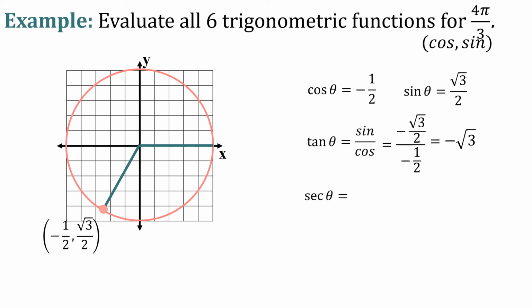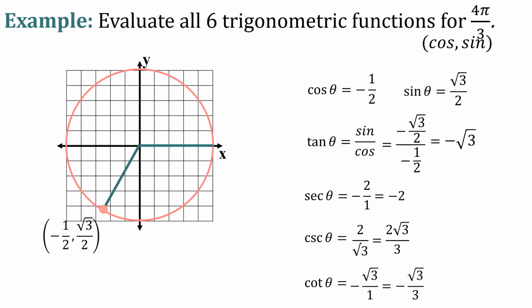Secant correlates directly to cosine, so now we have negative 2 over 1, which simplifies to negative 2. Cosecant correlates directly with sine, so that's 2 over the square root of 3, but we do not want radicals in the denominators, so we have to rationalize it, and we get 2 square root of 3 over 3. And cotangent is going to be the reciprocal of the square root of 3 over 1. I typed that wrong. That's supposed to be 1 over the square root of 3, and that's going to simplify to the negative square root of 3 over 3.